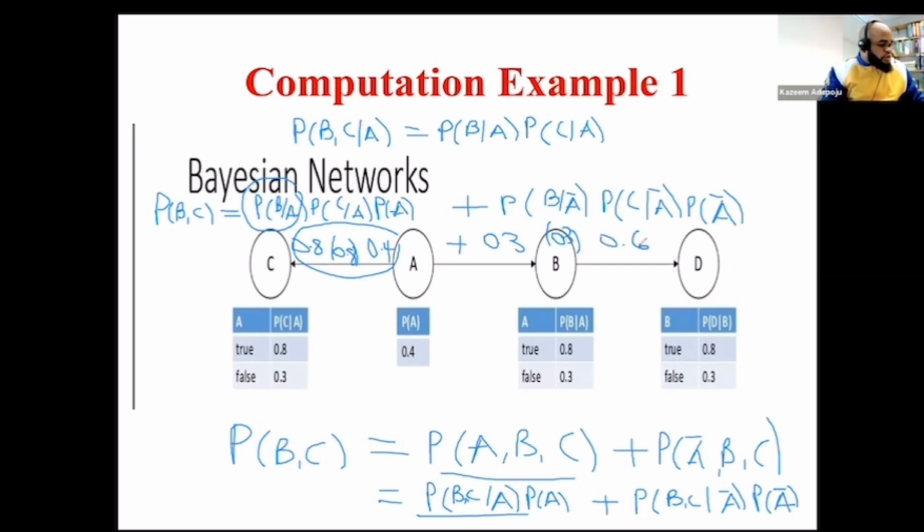Okay, so if you do your maths very well, it's 0.8 times 0.8 times 0.4, plus 0.3 times 0.3 times 0.6. When you add them up, the probability of BC is basically going to be 0.31. So that is how to do that. Now let's go to the next question.